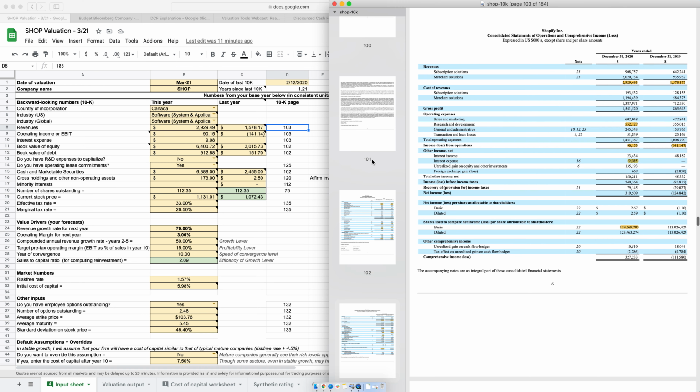That's easy. Some companies are really nice and they break out your revenue by different categories. So that helps us get a sense of how big each business is. In this case, we just want the total revenue. So that's what I grabbed here.